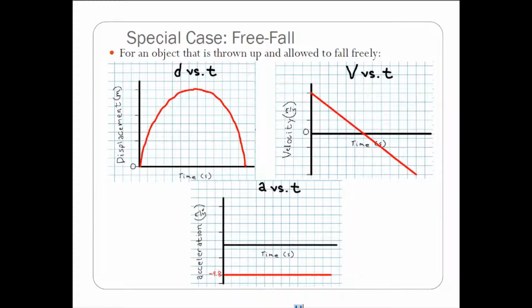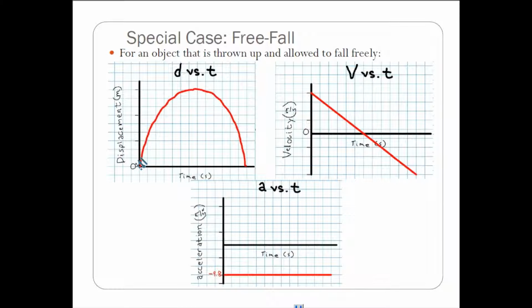The graph of an object in free fall is actually a pretty special case. The displacement versus time, velocity versus time, and acceleration versus time graph for an object that's thrown straight up and allowed to fall freely look absolutely different from one another. Yet they all represent the exact same motion.